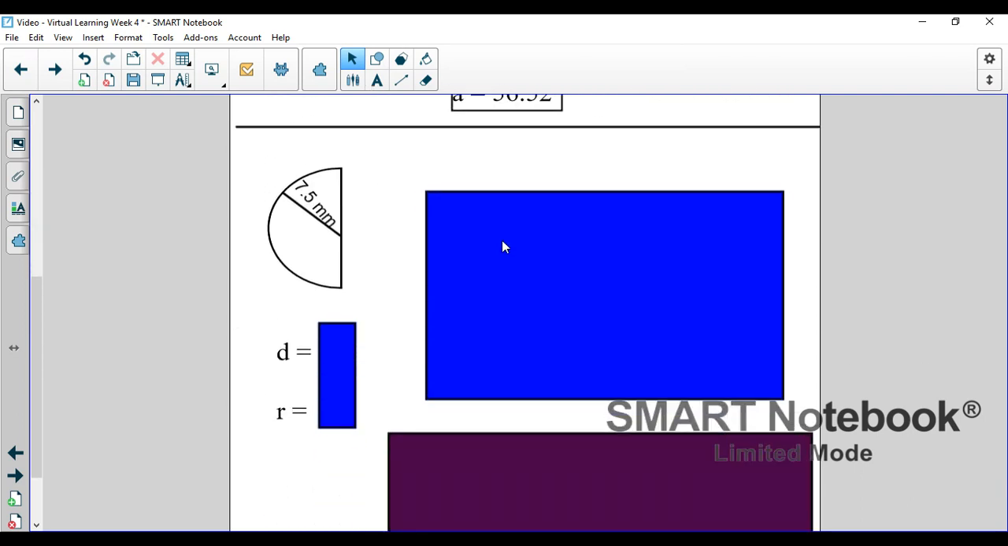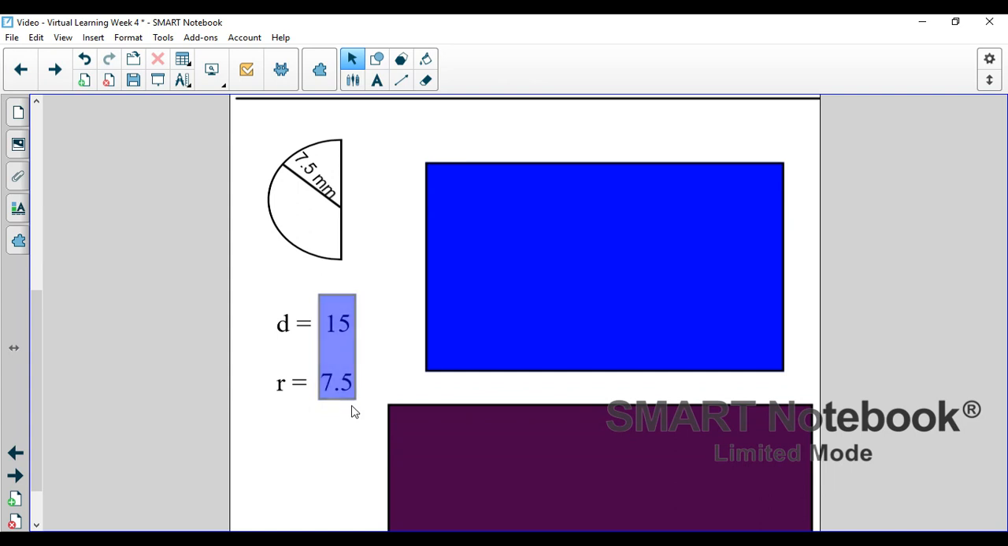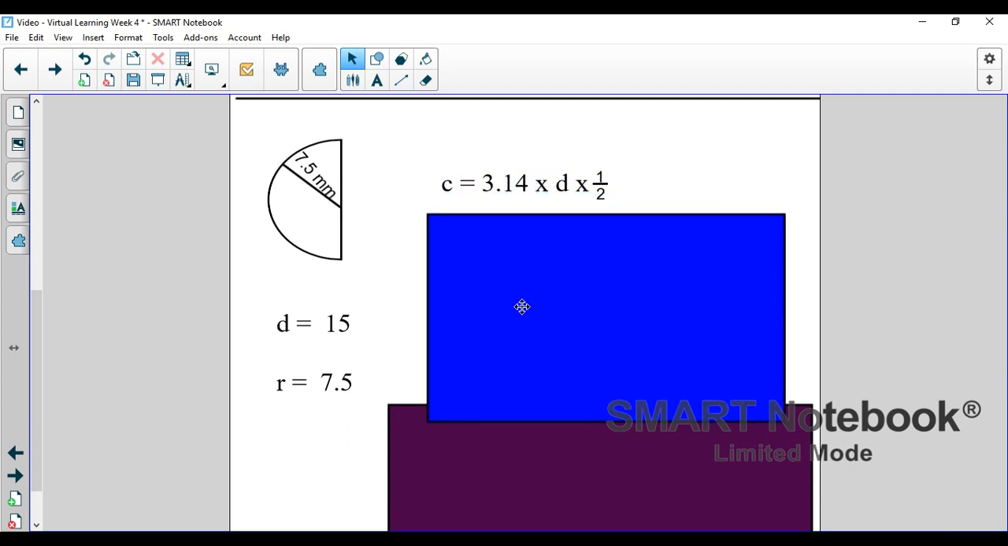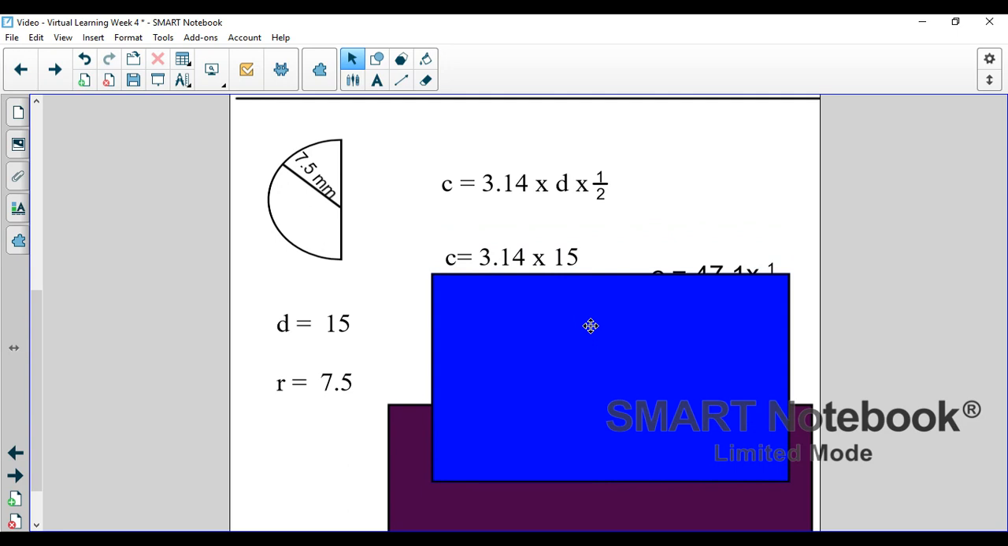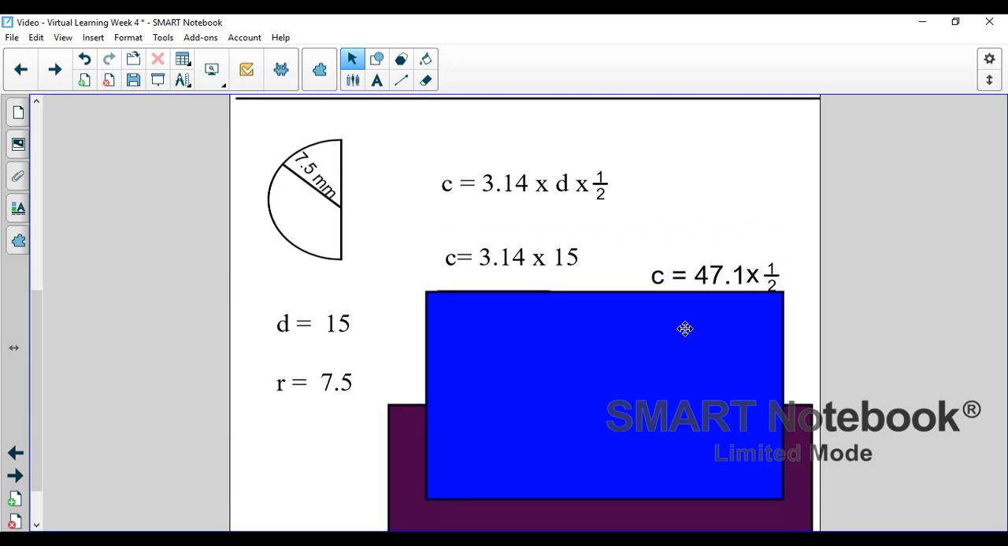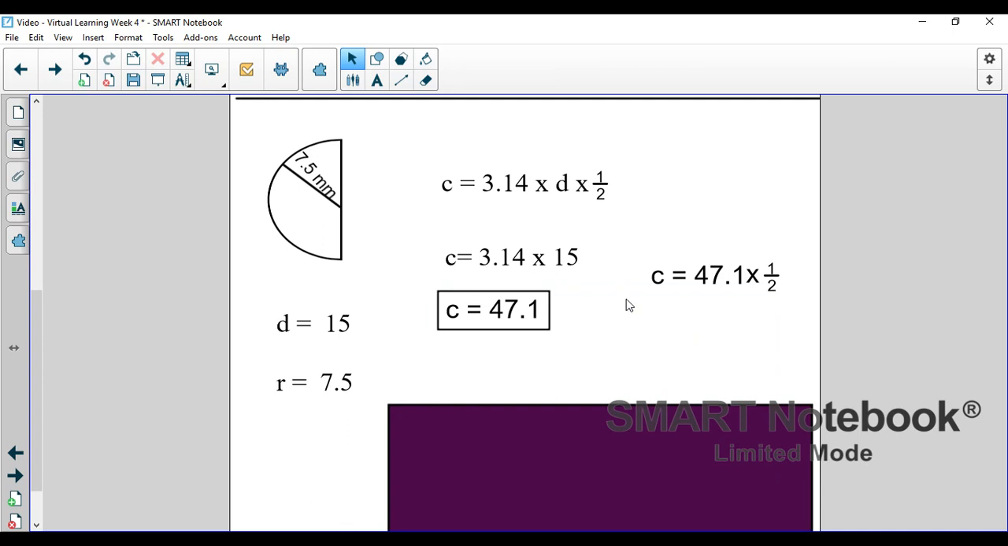Down below, this semicircle, they gave us a radius this time of 7.5 because it starts in the center and goes to the edge. It does not go all the way through the circle. The diameter of 15 would do that. To find the circumference, pi times diameter times 1/2, because again, I'm dealing with a semicircle, half of a circle. Pi times 15 would give me approximately 47.1, and 47.1 times 1/2. Oops, sorry, that answer should have been 23.5. Again, your decimals may be off depending on what type of calculator you're using.